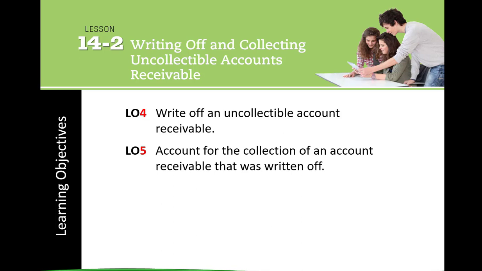Today we are writing off and collecting uncollectible accounts receivable. So we're going to work on how we can write off the debt that they had. And then if someone, after we wrote them off, decides to pay us, what do we do with that money? How do we reconcile that money?